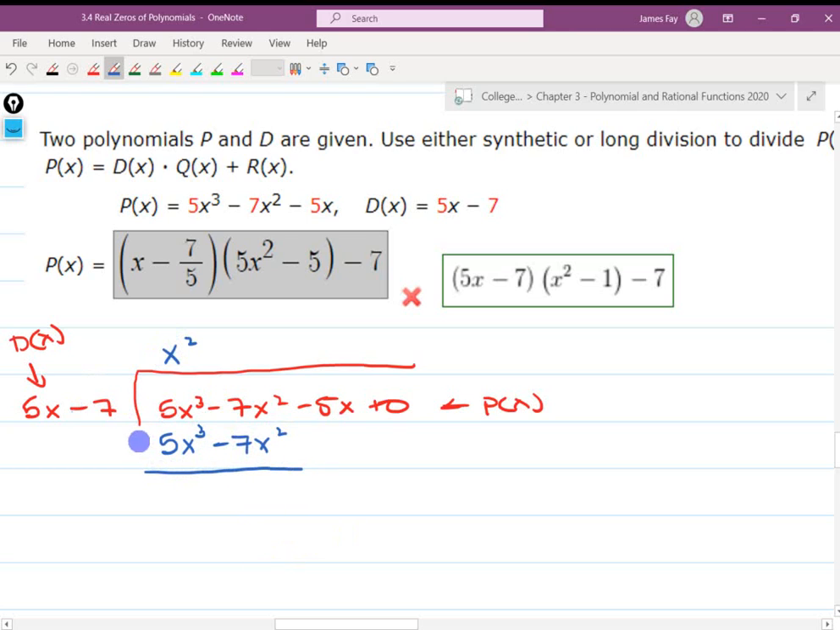Okay, so I'm going to change signs. Add straight down. That goes away, and that goes away, right? And that's fine. So we have a 0 there. We'll bring down now the things that we haven't used. Negative 5x plus 0. What do I then multiply 5x by to get this negative 5x?